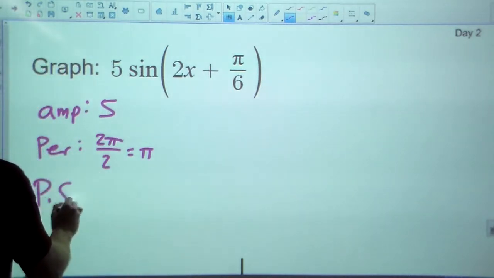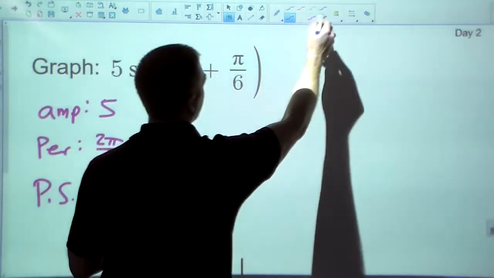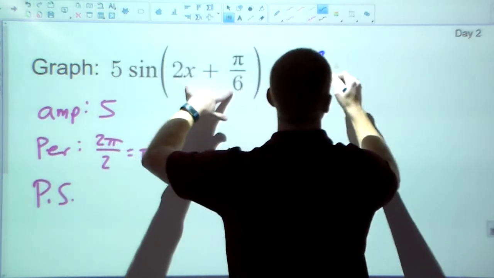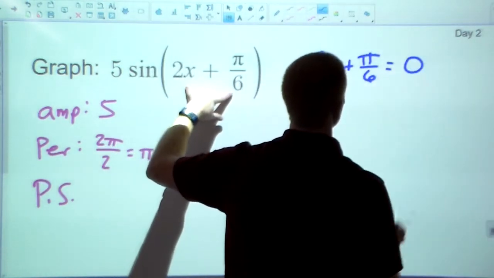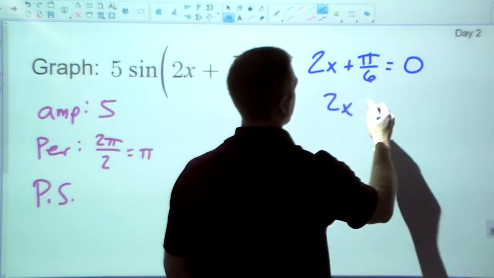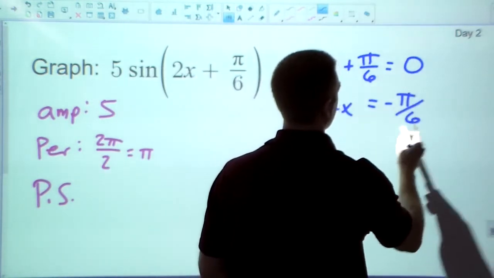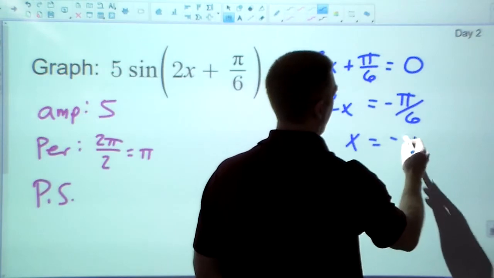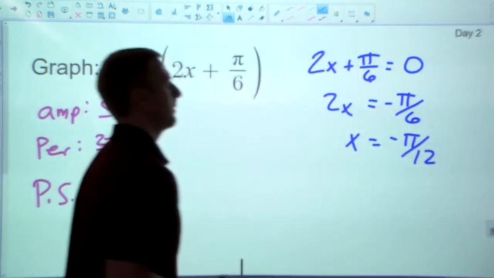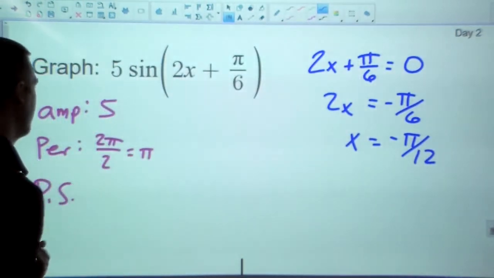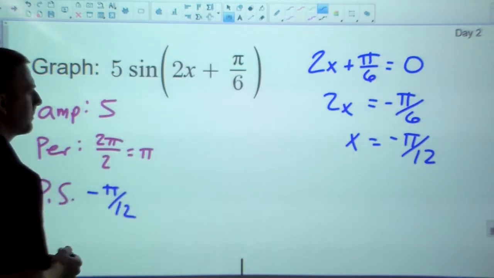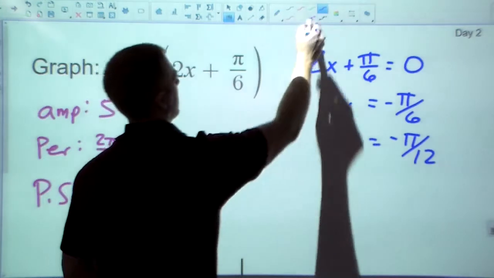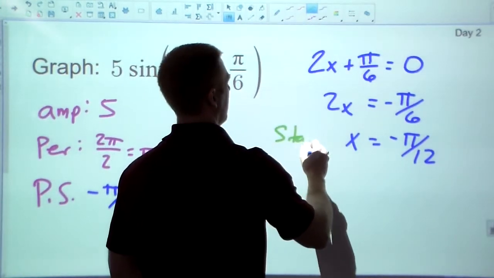And then your phase shift, so the easiest way to find that is take what's in here, 2x plus pi over 6, and set it equal to 0. So 2x is going to equal negative pi over 6, x is going to equal negative pi over 12. So this thing gets shifted pi over 12 to the left. And that's also the starting point. So I'm going to make a little note, that's the start.